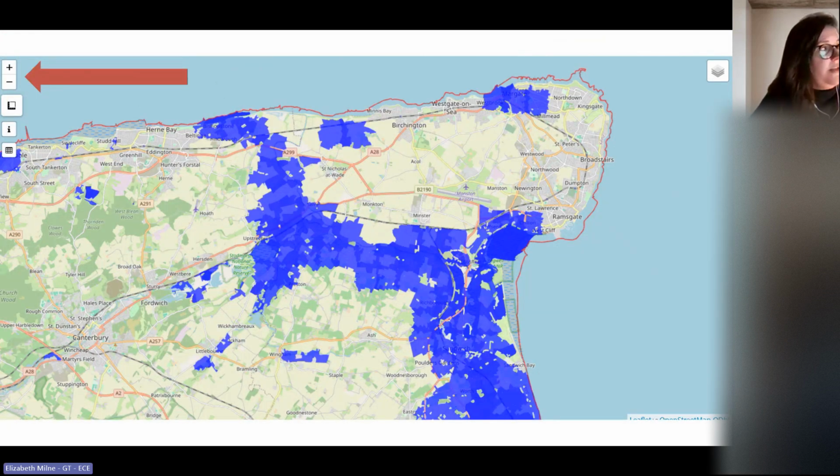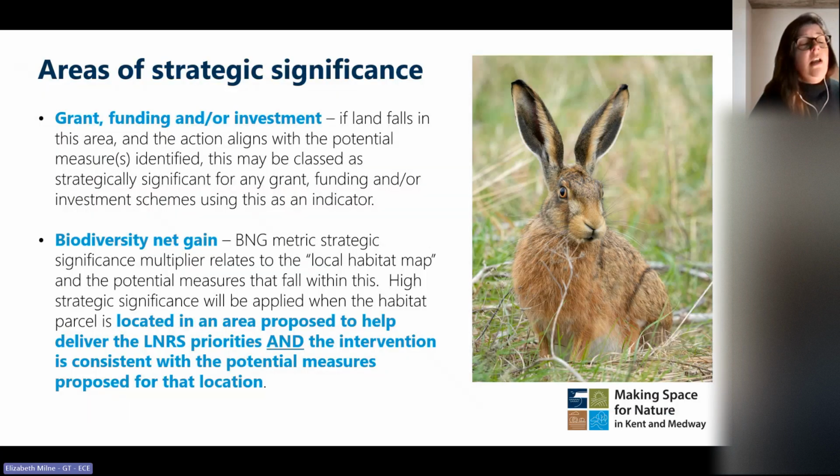And also you have the zoom in and out button, so you can really drill down into specifically where that mapping goes to and where that mapping is found by clicking on the plus and minus buttons. A second purpose of the strategy is to denote areas of strategic significance.